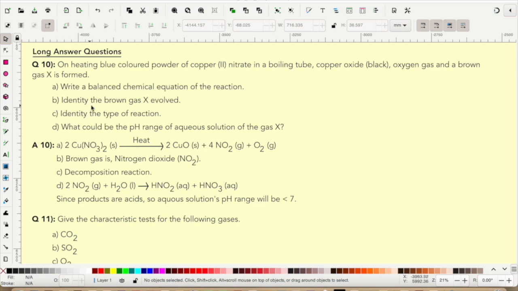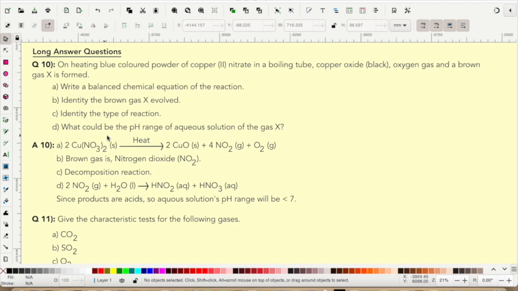Second part is identify the brown gas X evolved. Brown gas is nitrogen dioxide, NO2. Third part is identify the type of reaction. This is a decomposition reaction as a single substance is getting decomposed to two or more products.